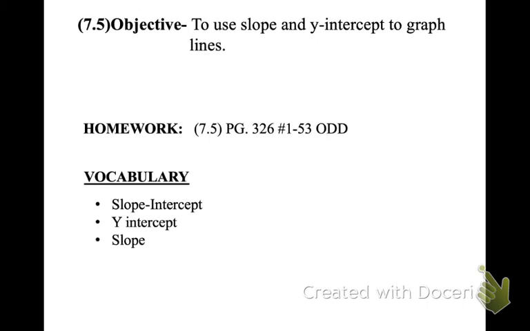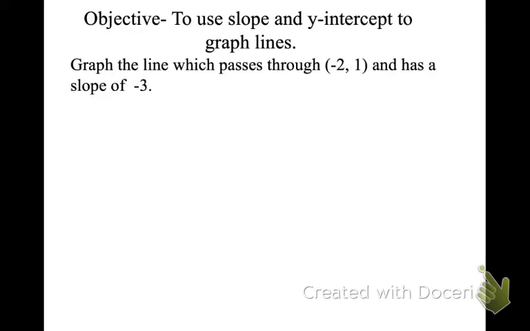Okay, vocabulary. The new word that we're adding is the method. This is the slope-intercept method, which we will utilize the y-intercept and the slope. All right, graph the line which passes through (-2, 1) and has a slope of -3. Okay, so it has to pass through that point.